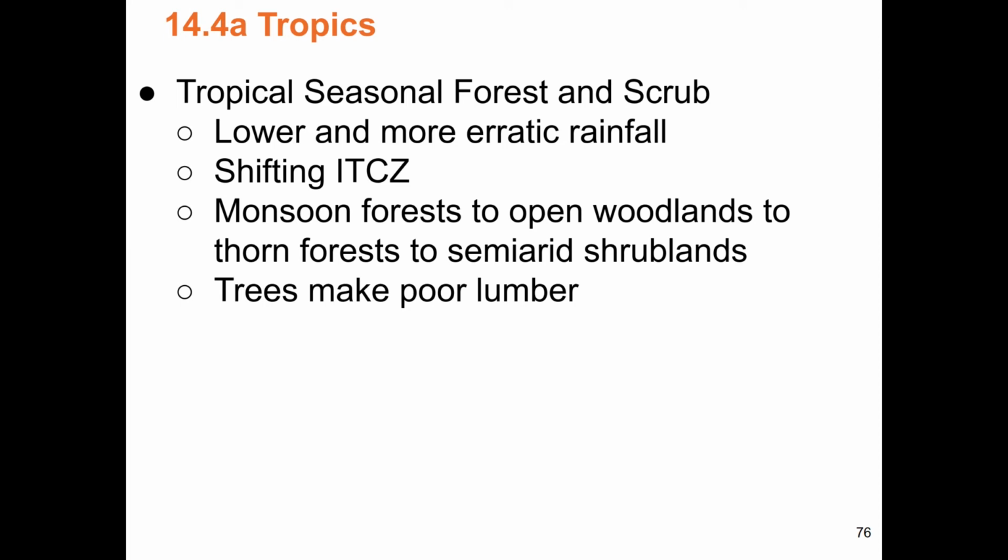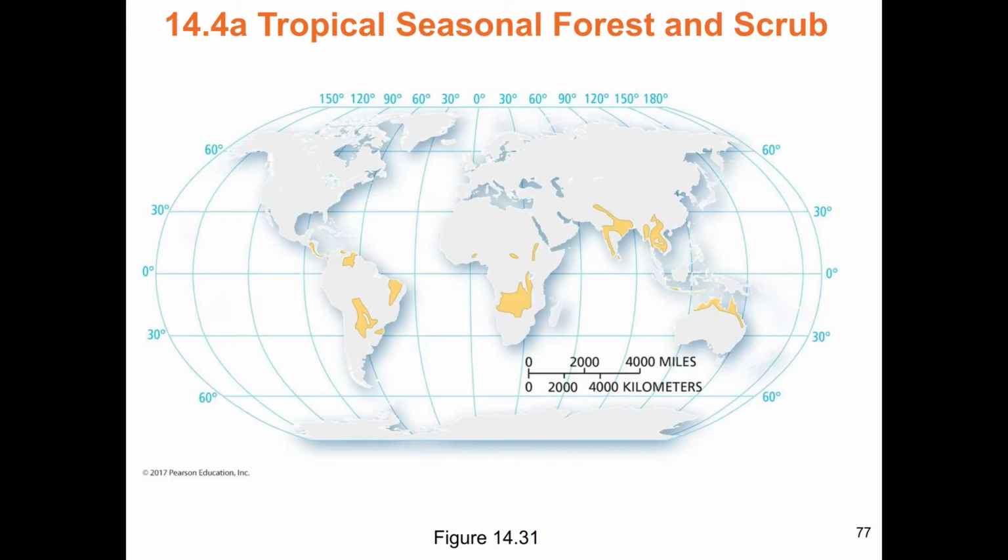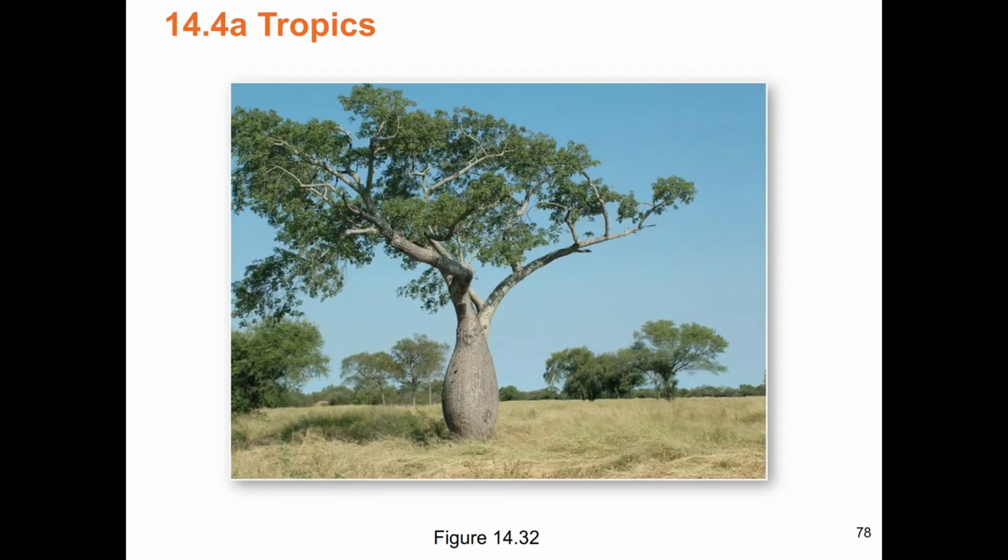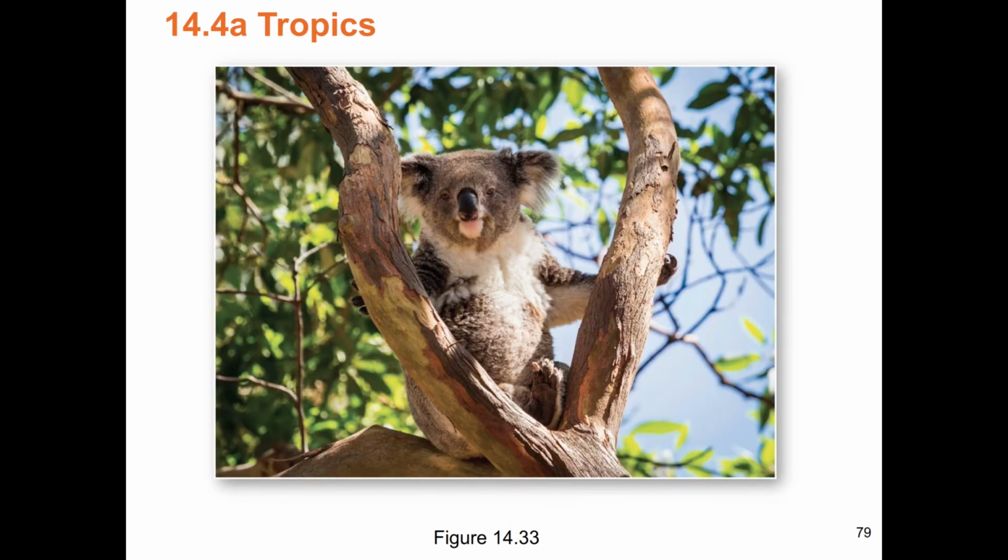Okay, next up, tropical seasonal forest and scrub, lower rainfall. The ITCZ isn't overhead all year, so we're talking monsoonal to savanna conditions. Monsoon to savanna. So still in the tropics, but getting closer to the subtropics. Trees and grass, koalas.